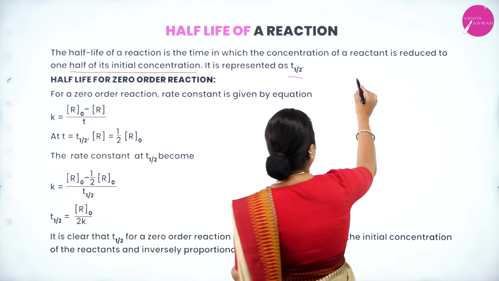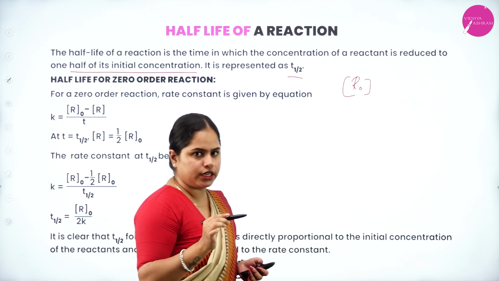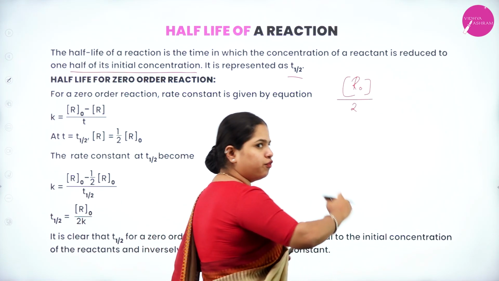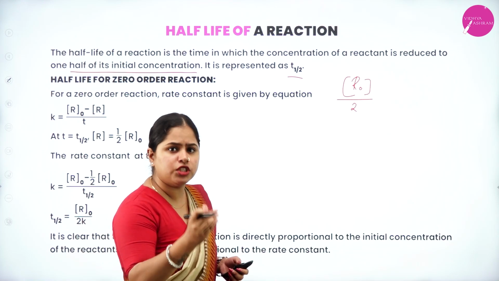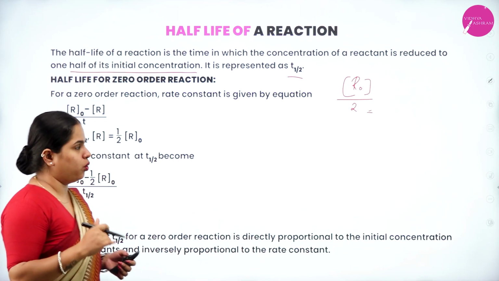So let's say the initial concentration, how do we represent it? R0, right? This is the initial concentration. To make this R0 to R0 by 2, that is half of the initial concentration, how much time is required? That is called the half-life of a reaction. So I hope it is clear.